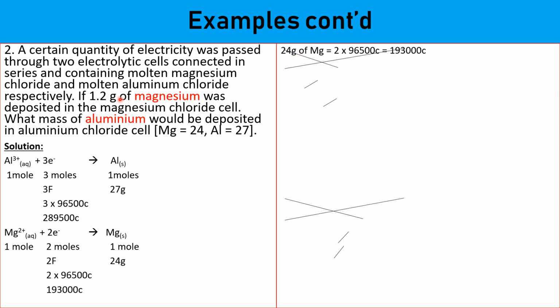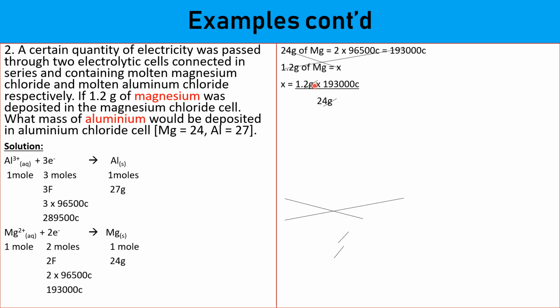But in the question, we have been given another mass of magnesium that was deposited by a quantity of electricity that is not known to any one of us. We are to determine that. So how do you do it? 1.2 gram of magnesium was deposited by X. X is not known to us. So make X subject of the formula.